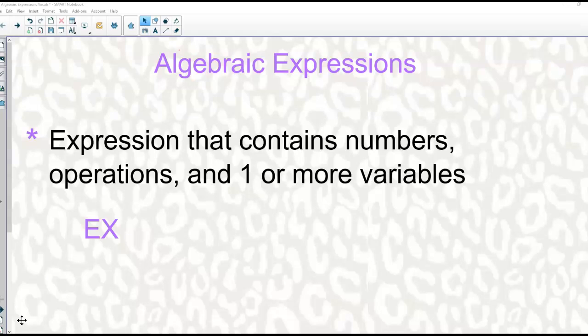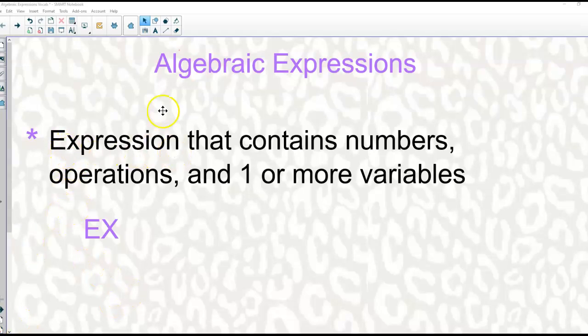We are about to start a new unit on algebraic expressions. So this is sort of the lead into a little bit of algebra. I guess the first thing we need to talk about is what is an algebraic expression. As you can see, I put the definition here for you.